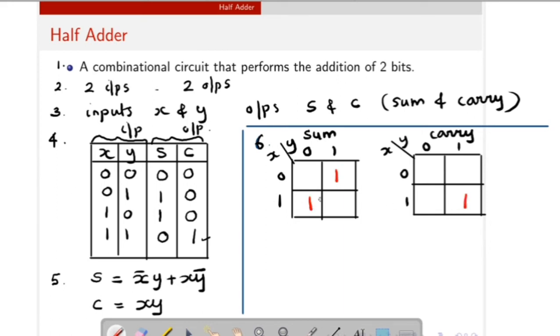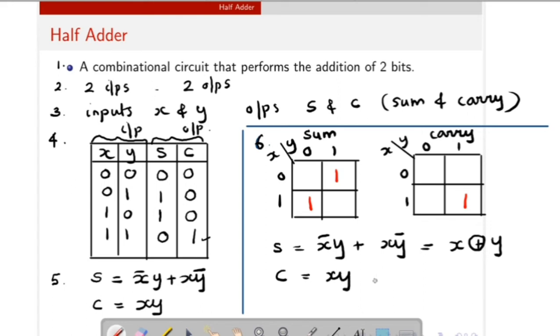Here it is not possible to group the ones, and here also there is only 1 1. So we get the simplified expression as the same. S is equal to X bar Y plus X Y bar. Actually X bar Y plus X Y bar is equal to X XOR Y, right? Carry is equal to XY itself.